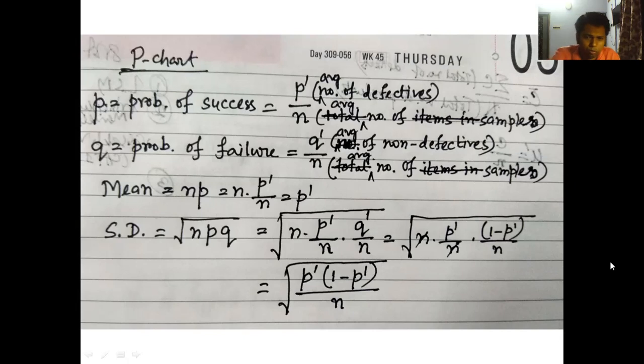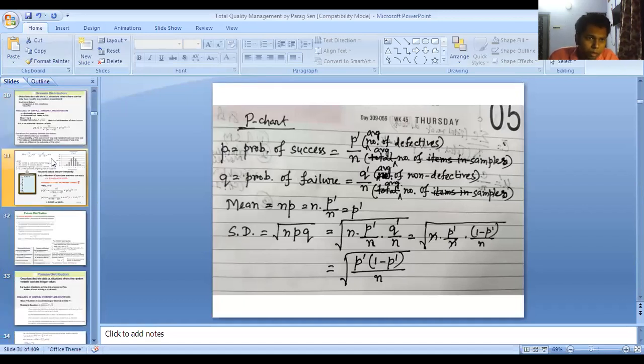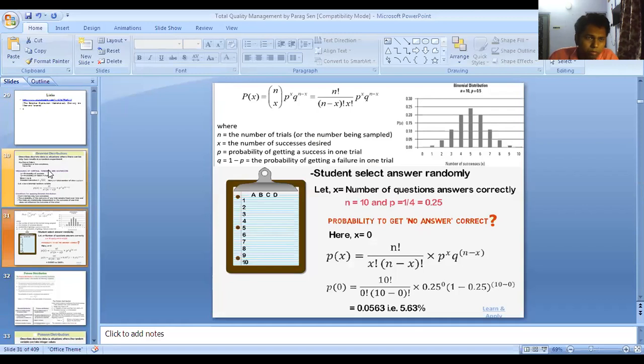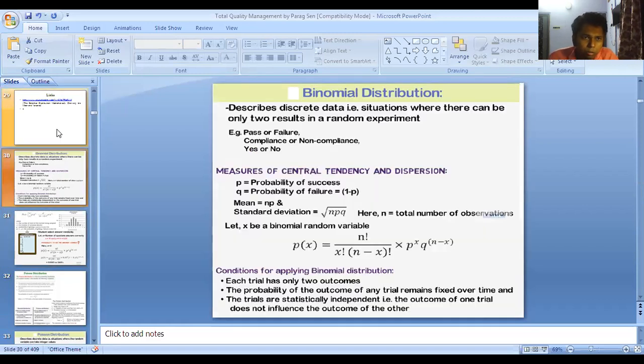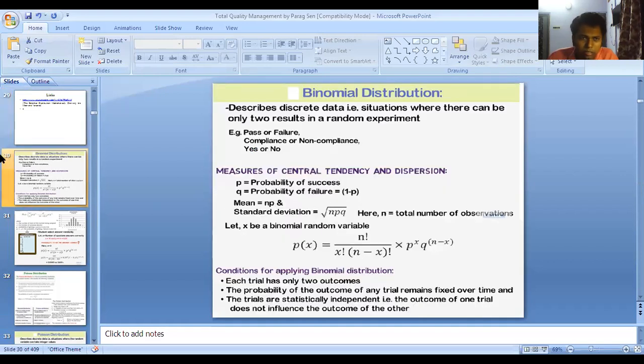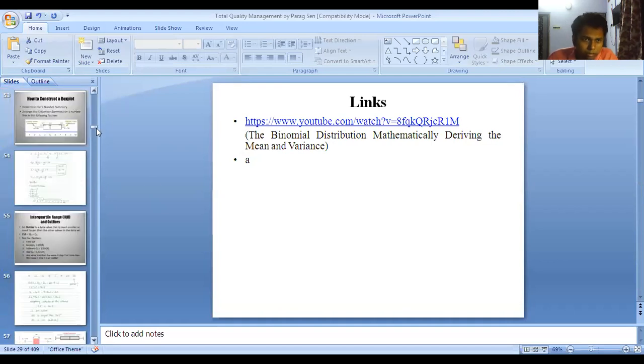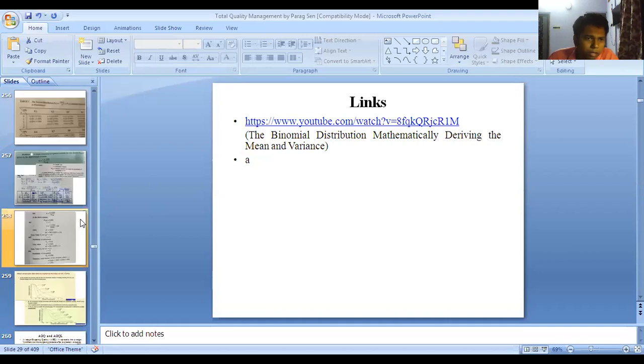All these formulas are based on the distribution. If you are more interested in how these formulas are actually derived, then you can check out this video, the binomial distribution mathematically deriving the mean and variance. This link is given, so you can check out this link.